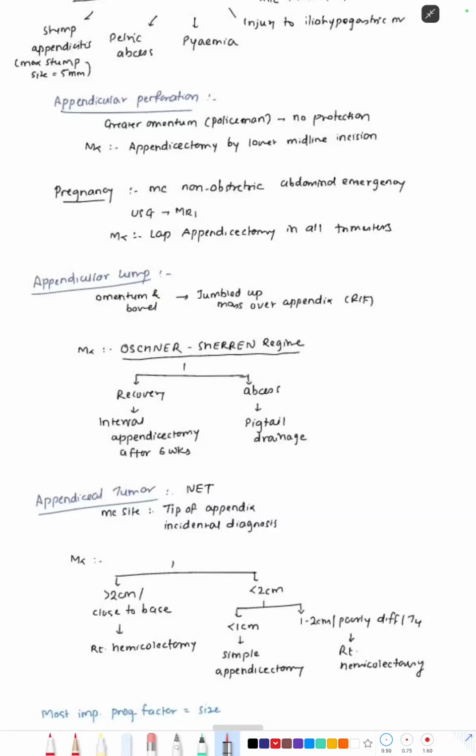Then pregnancy, it is the most common non-obstetric abdominal emergency. Ultrasound is done, and finally MRI. You can never do CT in pregnancy. And management, you have to go for laparoscopic appendicectomy in all 3 trimesters. Right, it is different from lap cholecystectomy, which is done only in the second trimester.